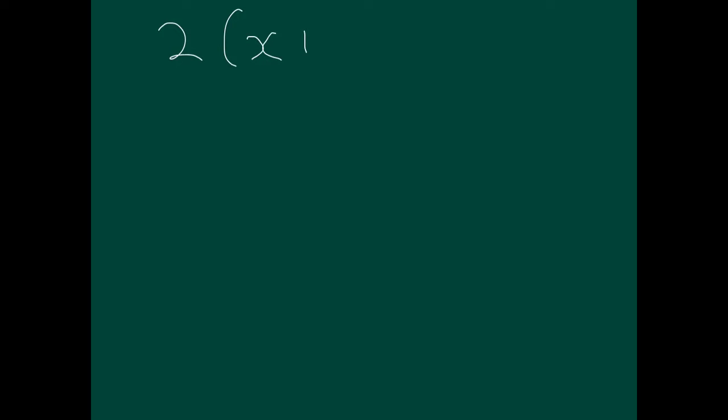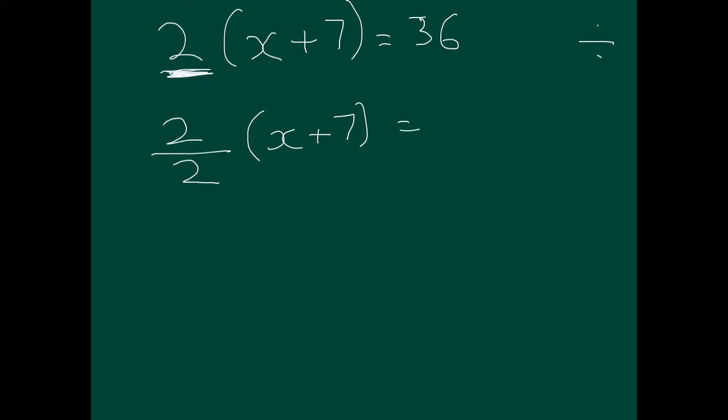Right, 2 times (x plus 7) is equal to 36. In this case, the last thing that happened to x when the equation was being formed is that it got multiplied by 2. So that will be the first thing that I undo. I'm going to divide both sides by 2. So we'll get 2 divided by 2 times (x plus 7) is equal to 36 divided by 2. Now 2 divided by 2 is just 1, so I'm left with x plus 7, and I can drop my brackets now. I'll put them in at first, so I've got 1 times (x plus 7), and 1 times anything is itself. So 36 divided by 2 is 18.